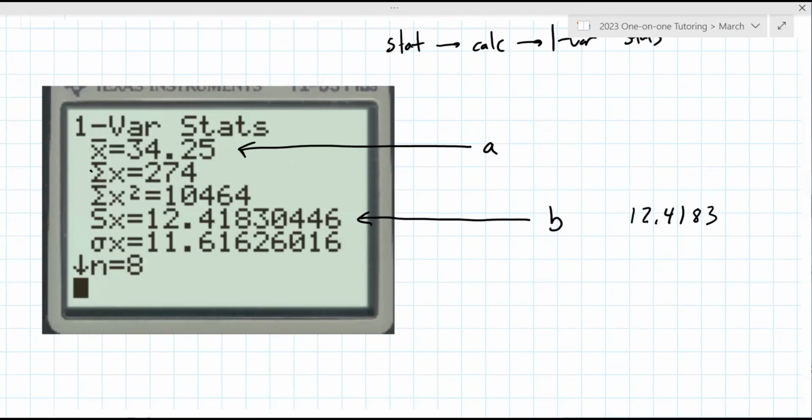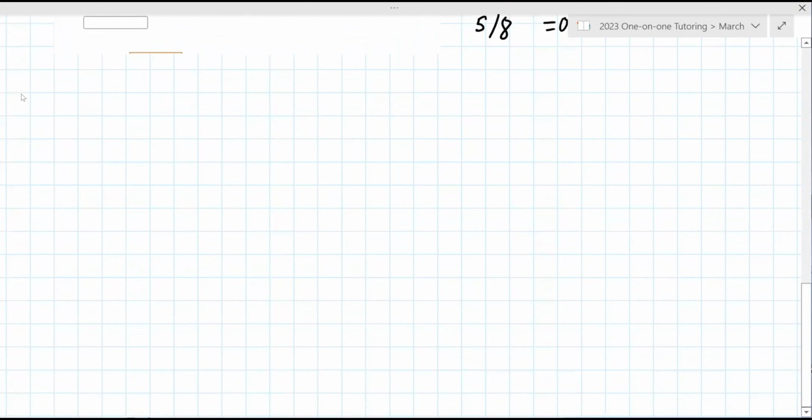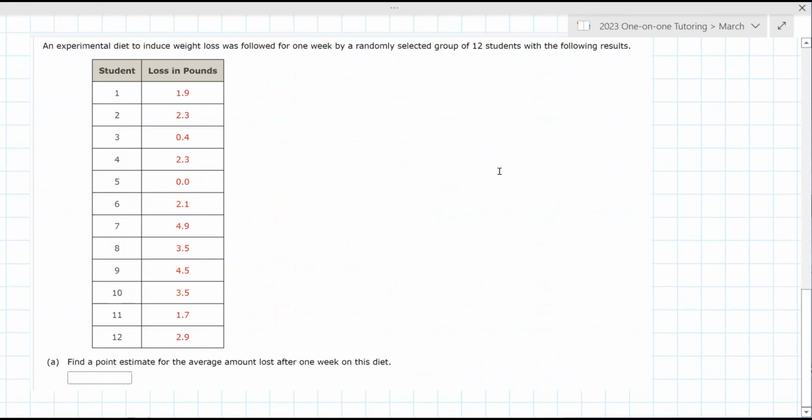Okay, so let's move on to 7. Okay, so they say an experimental diet to induce weight loss was followed for 1 week. They selected 12 students and they recorded their weight loss here. Part A is to determine a point estimate for the average amount of weight loss. So let's look at that, and then variance, and then standard deviation.